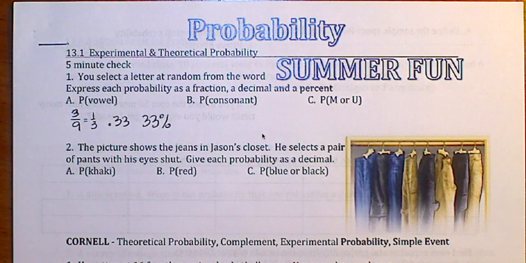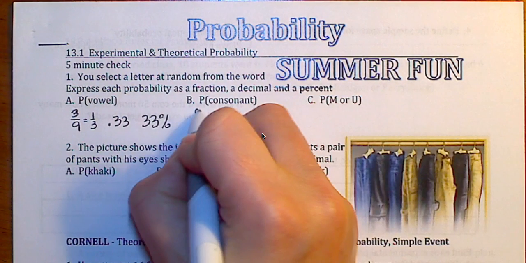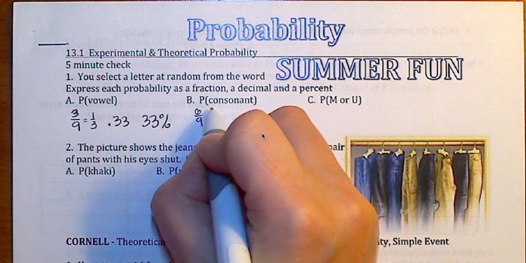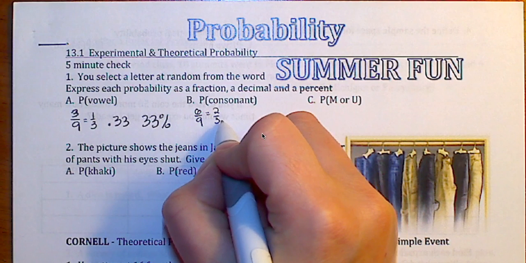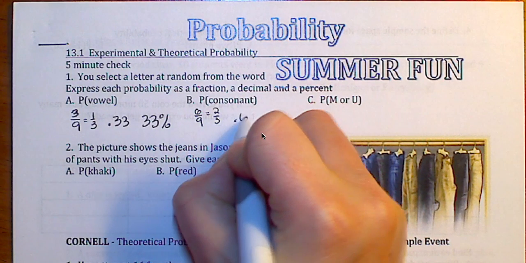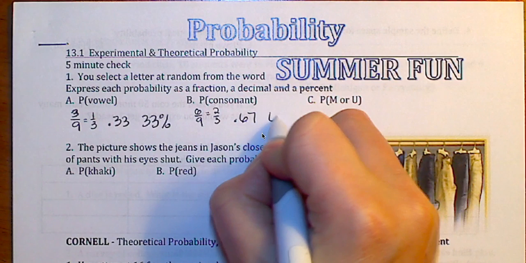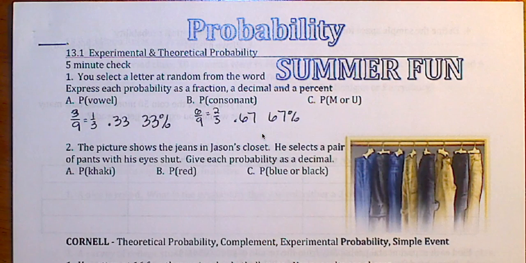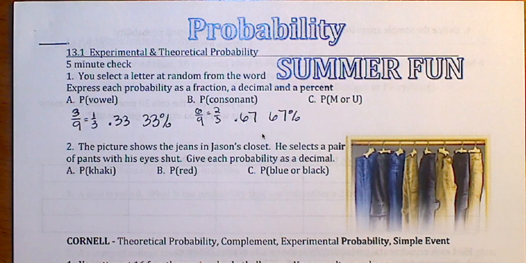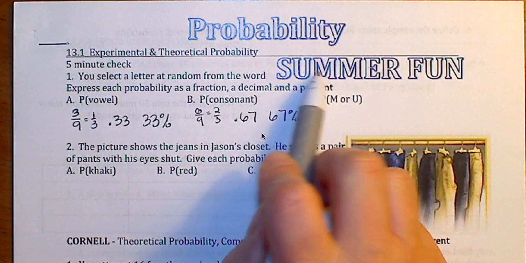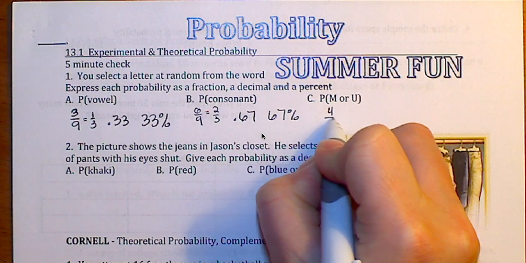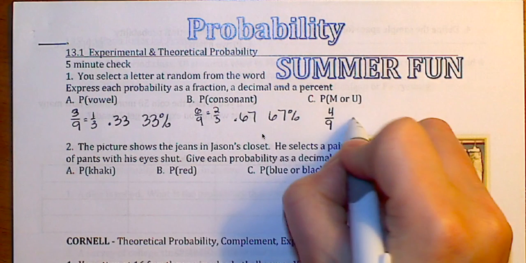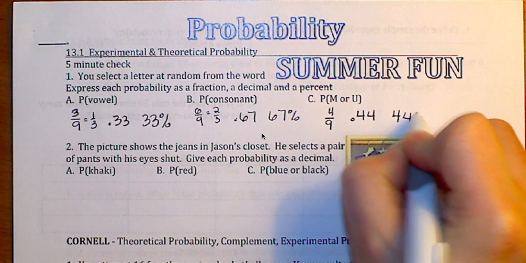The consonant would be the other 6 letters. So 6 out of 9, which you could reduce to 2/3. That would be your fraction. Your decimal then would be 0.67, and your percentage would be 67%. And then the probability of an M or a U: 1, 2, 3, 4 out of 9 is either an M or a U. We can't reduce that. As a decimal, that would be 0.44, which would be 44%.